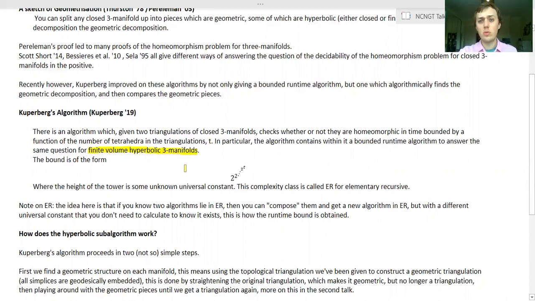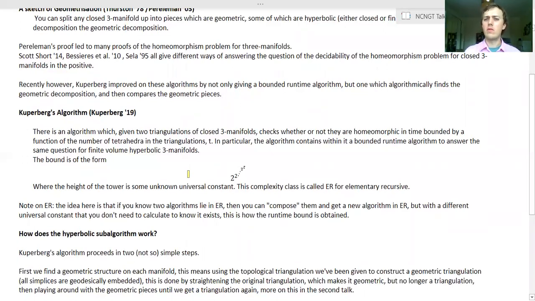One snag in Kuperberg's algorithm is that the bound is of the following sort of unknowable form. It's 2 to the 2 to the 2 to the 2 to the t, where this dot dot dot means we don't know how high this tower of exponentials is. We know its height is bounded by some unknown universal constant, but we've no idea how tall the tower is.